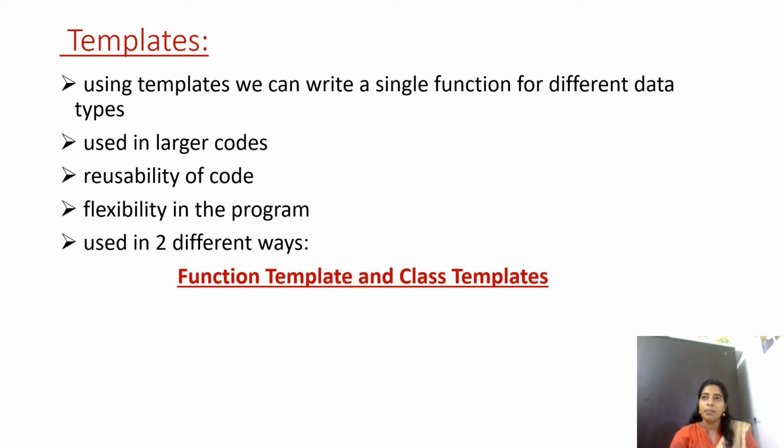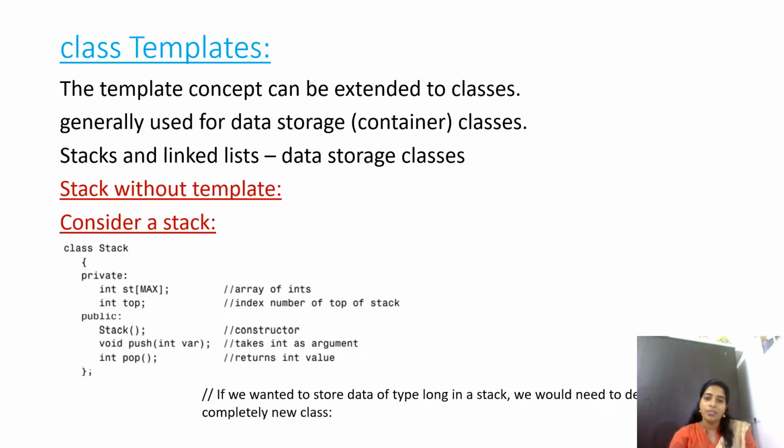This comes in two different ways. One is function template and the other one is class template. In the previous video we have seen about function template. Now we'll see about the class template. Both have the same concept. Function template means one function we can use for different data types. Class template means the same class can be used for different data types. That's the difference.